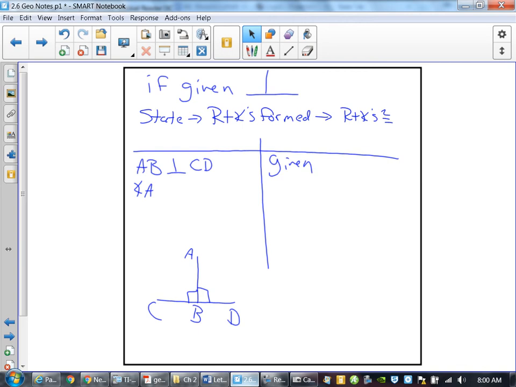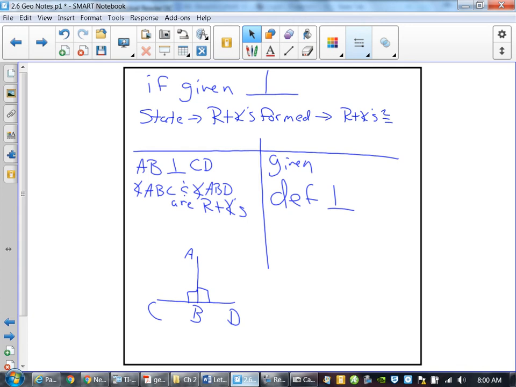Angle ABC and angle ABD are right angles. Why are they right angles? Because they were perpendicular, okay? So what do you think my reason's gonna be? Definition of perpendicular. See how it kind of keeps strolling along the same way here? So it's definition of perpendicular.